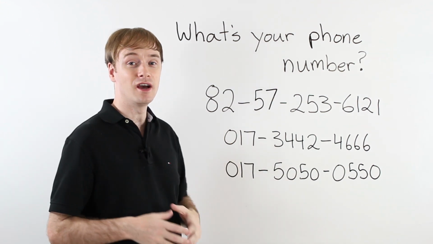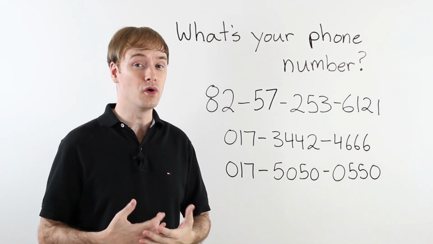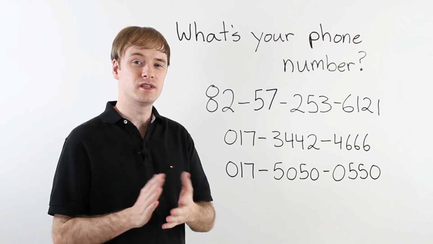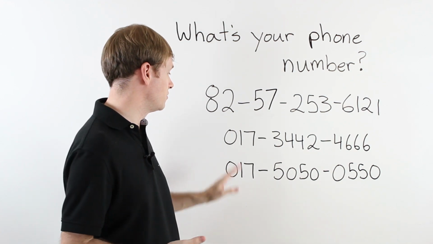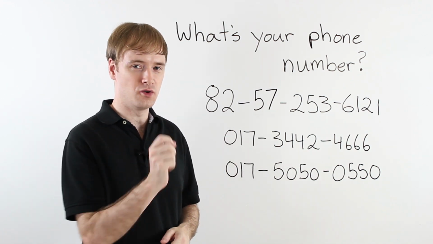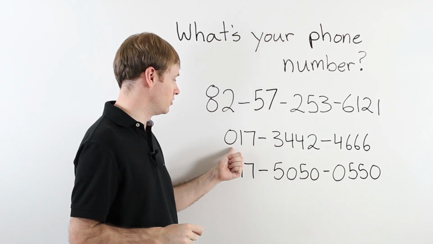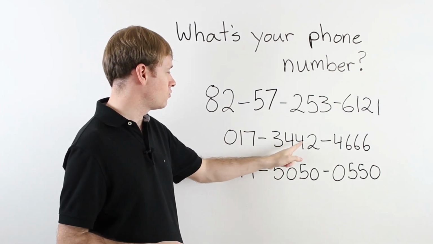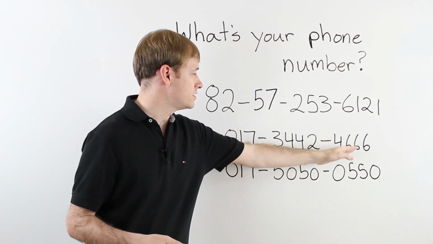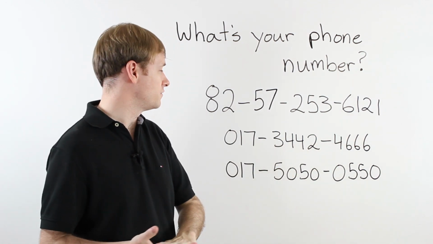And again, you have to be very careful with O because O sounds like 5 in Korean. All right, so if someone says O, don't write down 5, write down 0. Okay, so 017-3442-4666. Okay, that's the phone number.